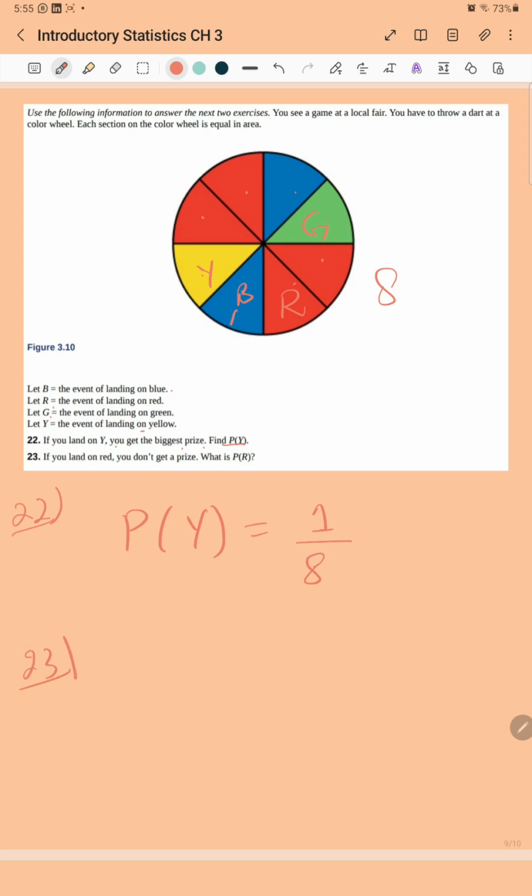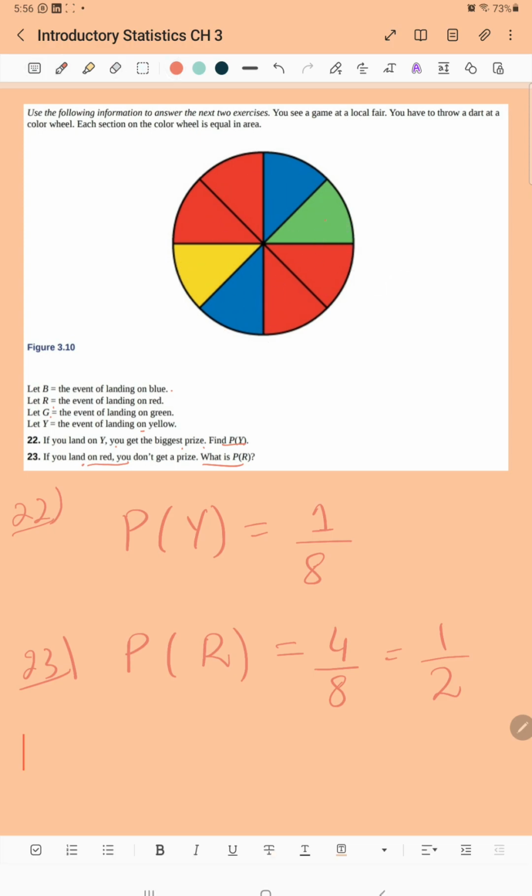If you land on red, what is the probability of red? So red sections are 1 2 3 4, and the total is 8. So it's going to be 1 by 2. तो very easy कि denominator में you are always going to write the total, और जो आपके selected items होंगे you are going to write in the numerator. You will get the answer.